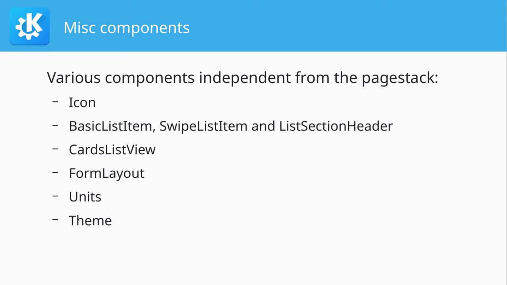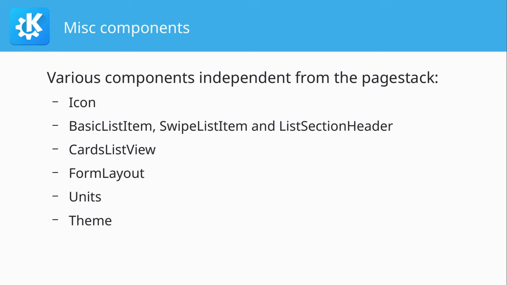Then we also have a cards list view, which is somewhat similar to a list view with the difference that lists are only suitable for a small amount of content, like one line of text and maybe an icon, but cards are larger and can display more content. Then there is form layout, which is extensively used in the system settings on the desktop. So this allows you to have controls like checkboxes and text fields, and have labels assigned to them automatically, and it's all laid out in a consistent way.